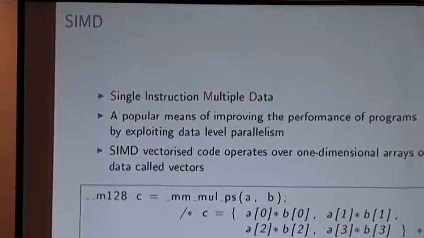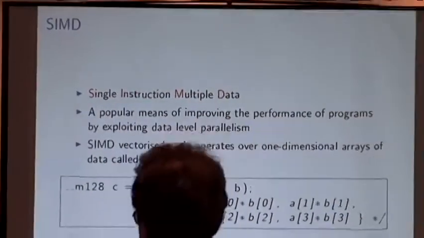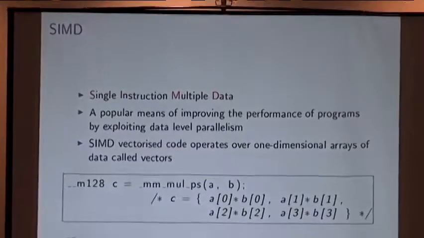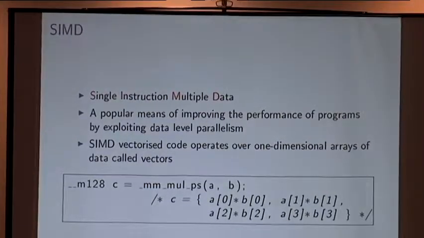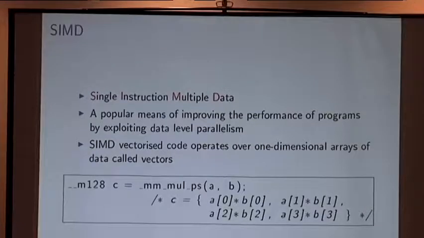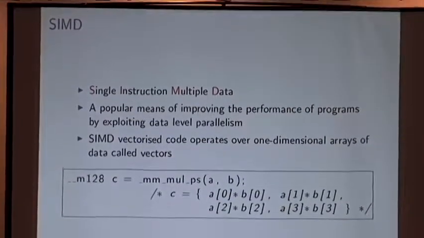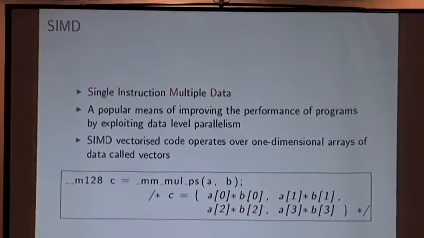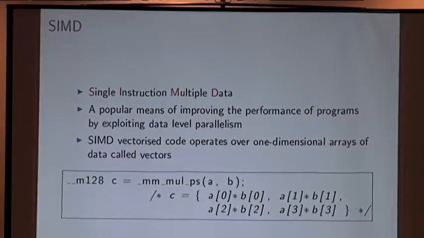So what's SIMD? SIMD stands for Single Instruction Multiple Data. It's a popular means of improving program performance. What we do is we operate over one-dimensional arrays of data known as vectors, and in this example we're taking the two 4 wide vectors of floats A and B, and we produce vector C by multiplying each element pairwise.